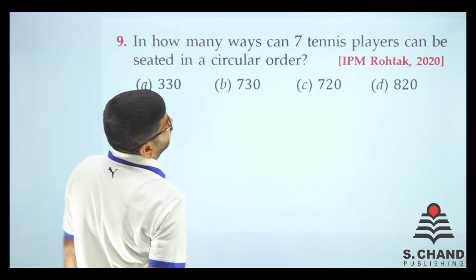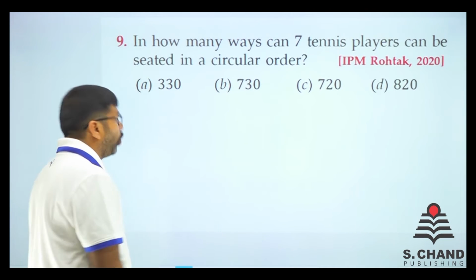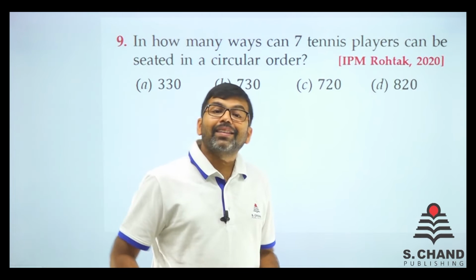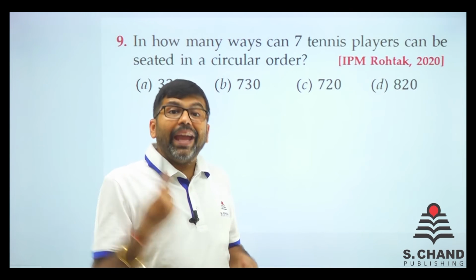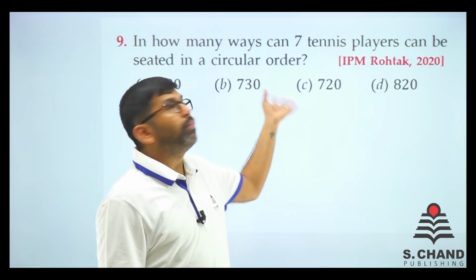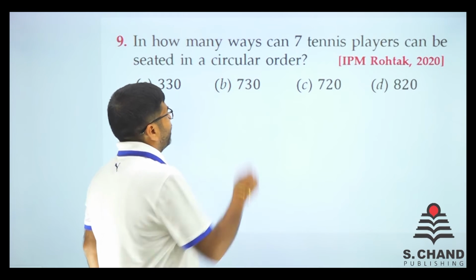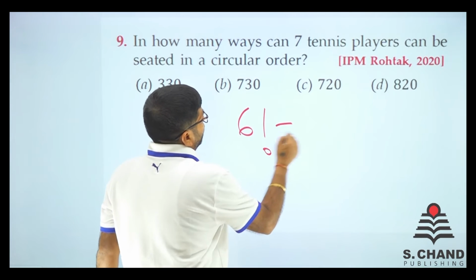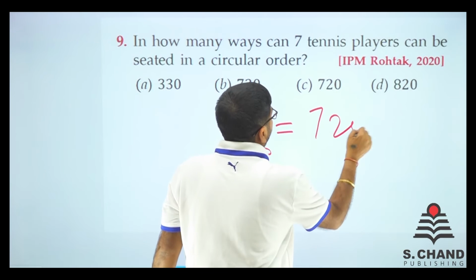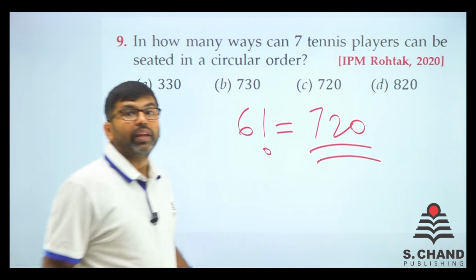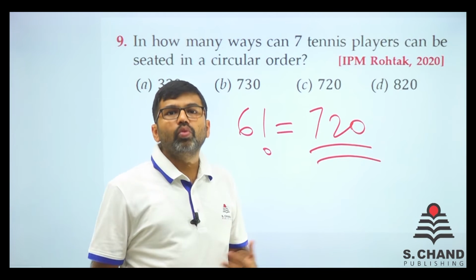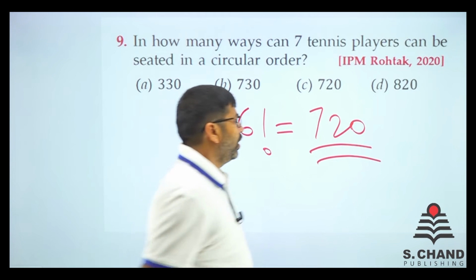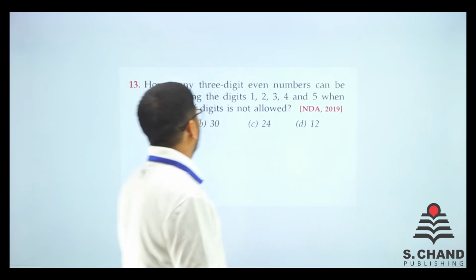How many ways can 7 tennis players be seated in a circular order? As I told you, in a circular order, the simplest way is (n minus 1) factorial. So 7 minus 1 is 6. 6 factorial is the answer. So 6 factorial is 720. So 720. If you remember, very simple. Just remember till 10 so that you don't get stuck anywhere. Okay. Move on to the next question.